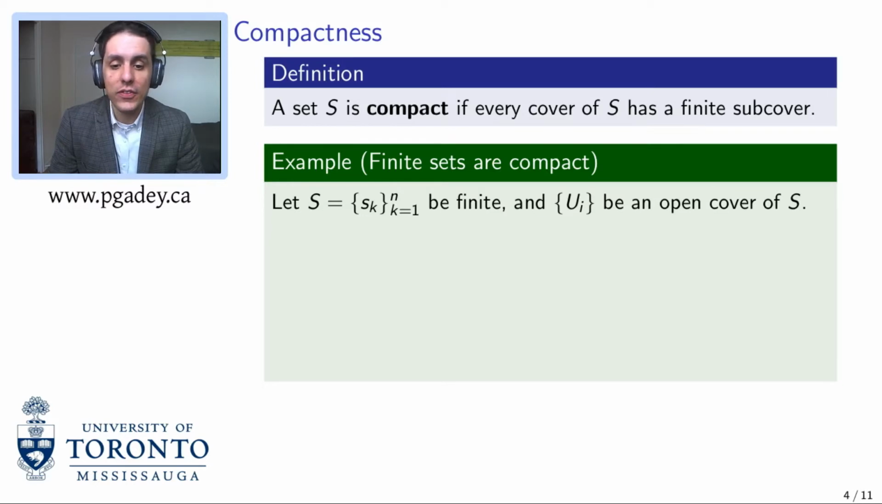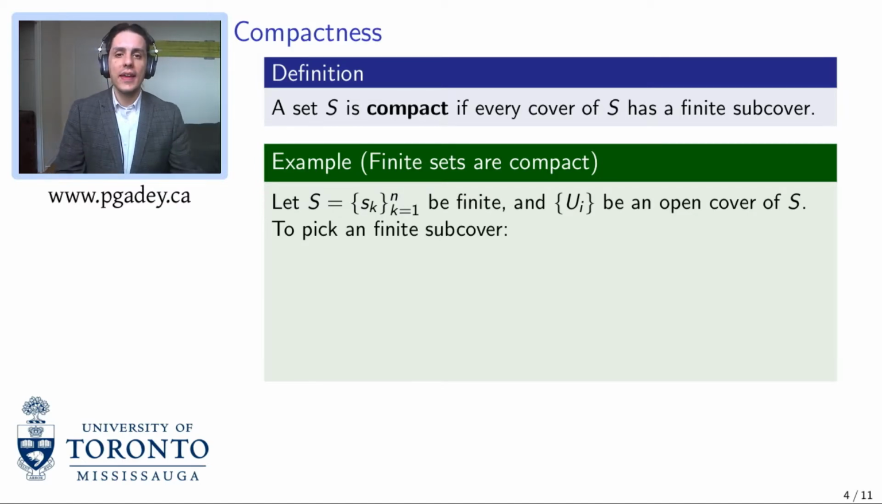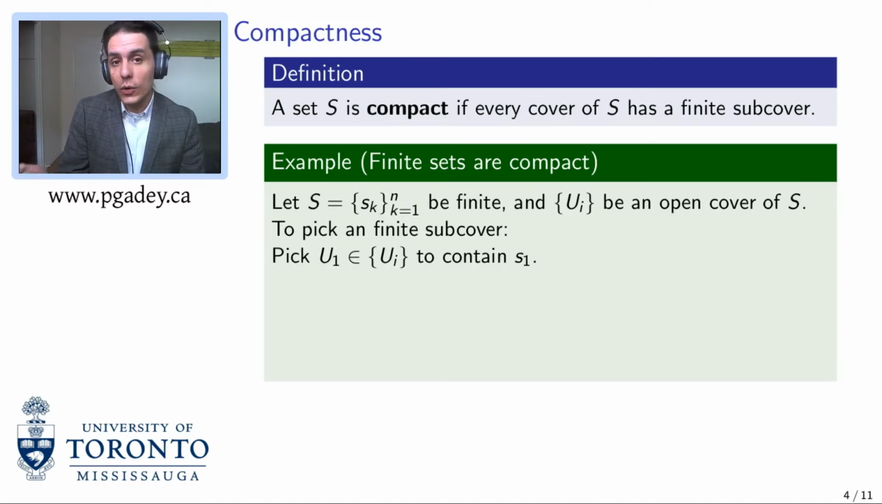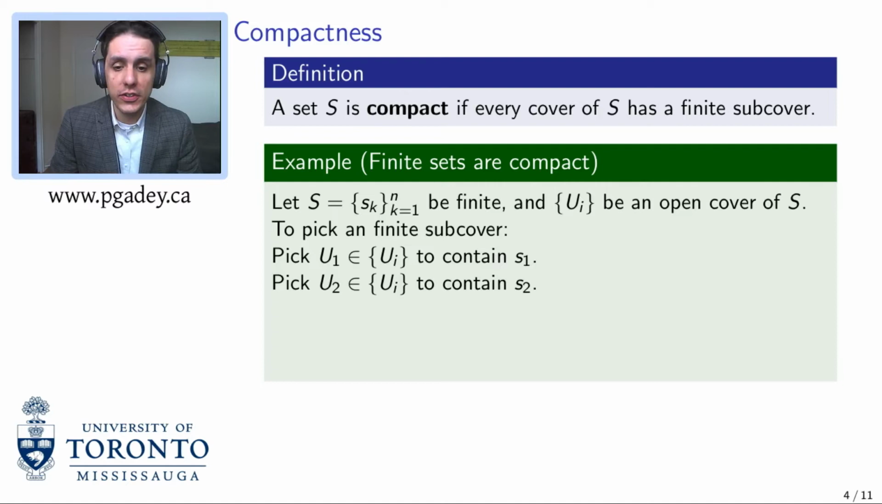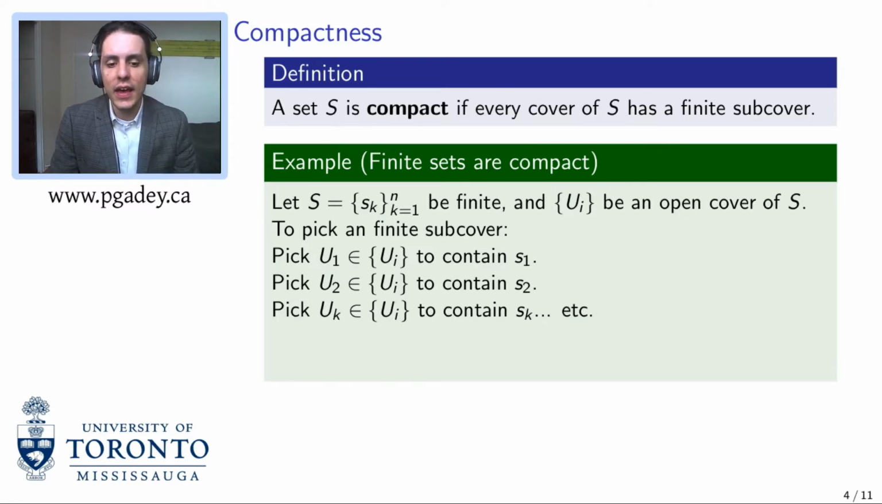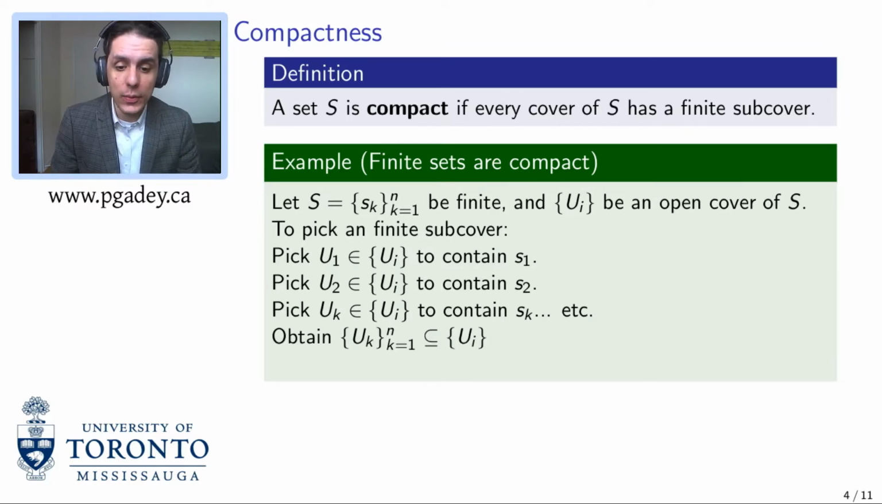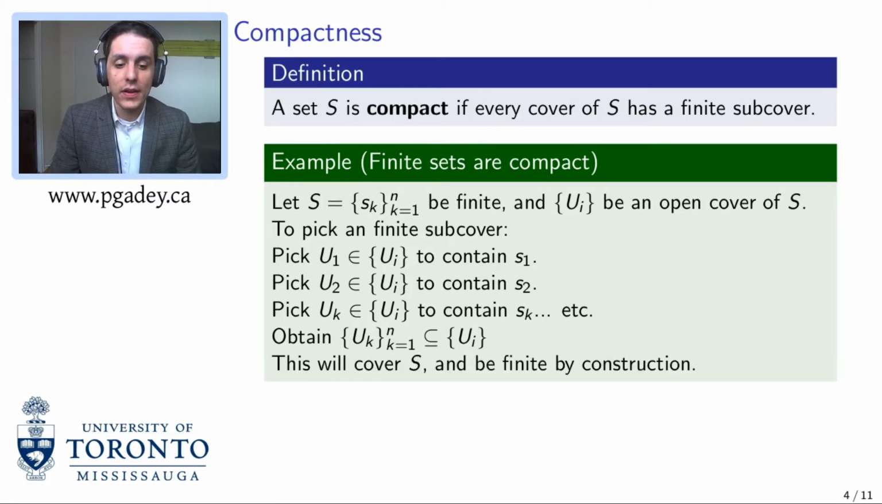So suppose we have a set S with finitely many points S_k, and we have an open cover of S. What we need to do is give an algorithm that'll pick out a finite subcover. So S is contained in the union of the open cover. So we can pick a U1 that's going to contain S1. We can say S1 is covered, so there has to be some U_i that covers it, so let's call that U1. Now S2 is covered, so we can pick a U2 that contains it. And in general, for S_k in our set, we can pick U_k that covers it. But we've only got finitely many points to begin with. So we're going to obtain a finite collection of open sets that cover our set S. So we can see that any finite set is going to be compact.